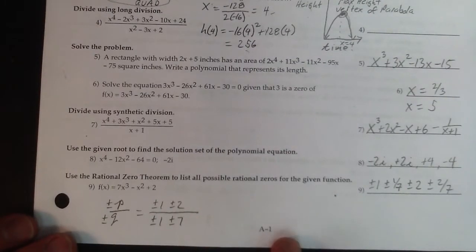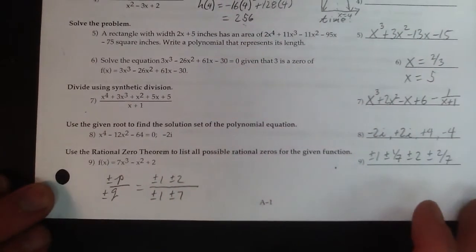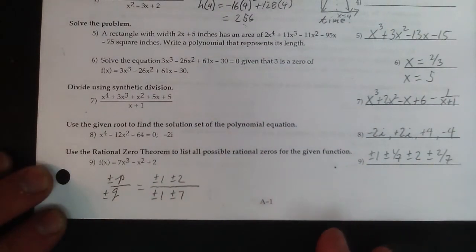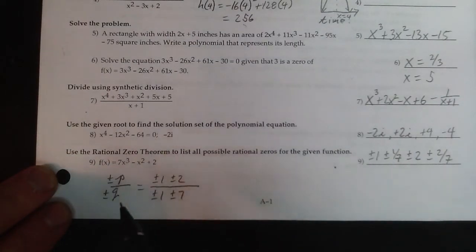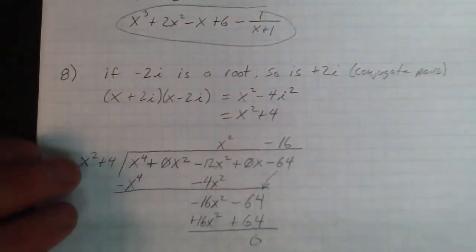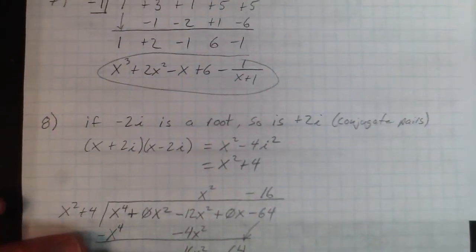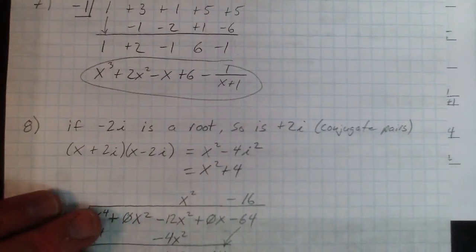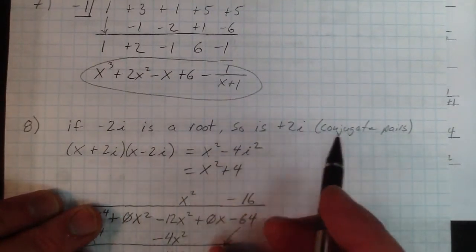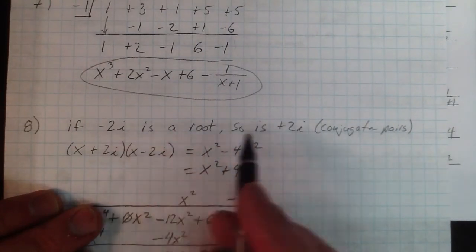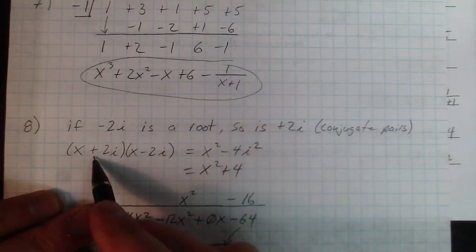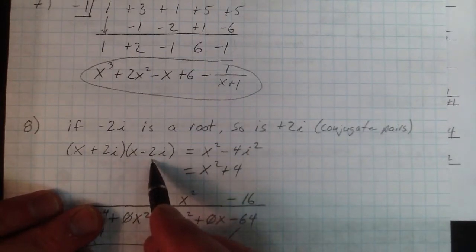Problem number 8. Pay attention. This is something a little bit different. It is essentially the same as problem number 6, except one of the zeros they give me is an imaginary number. Now we know that imaginary numbers, if they are a factor, will always exist in conjugate pairs. So actually, when they gave me one root, they really gave me 2. This is going to be a factor, and this is going to be a factor. So I already have 2 of my 4 solutions.